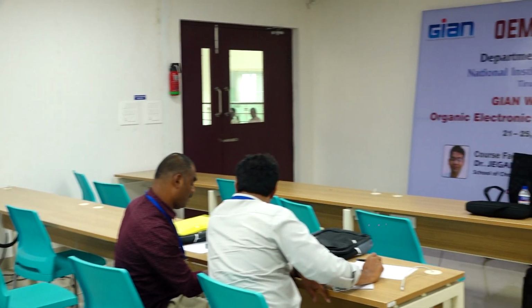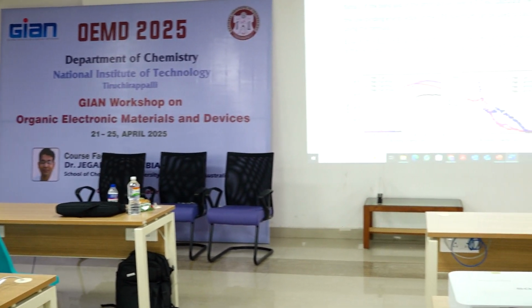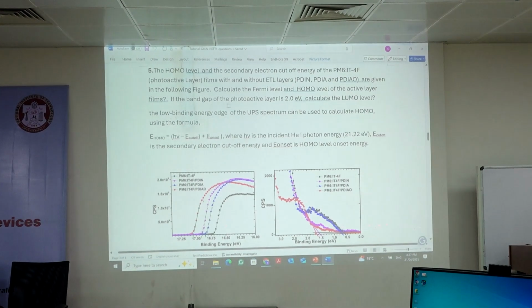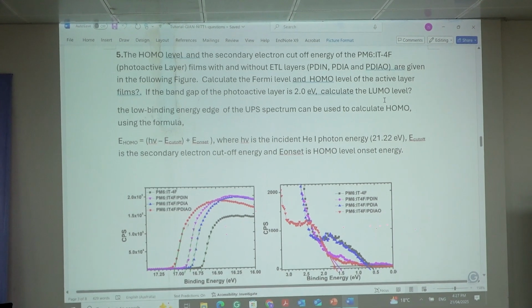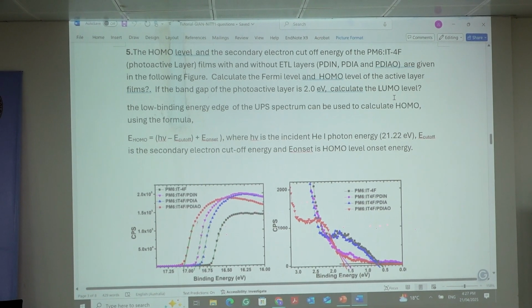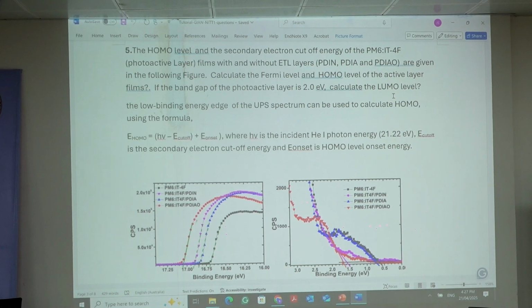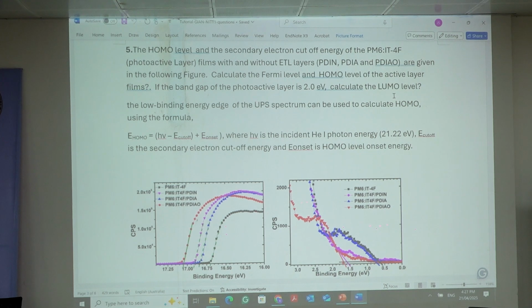Question 5. This question is regarding UPS spectra. I have given the spectra and also the onset already. Just calculate the Fermi level and HOMO level, and if the band gap is about 2 eV, calculate the LUMO level. The same thing, but the spectra is different. So here you have 3 things. Fermi level, what is Fermi level? That is minus the secondary electron cutoff, and then you find out HOMO and LUMO. But this is from UPS spectra.